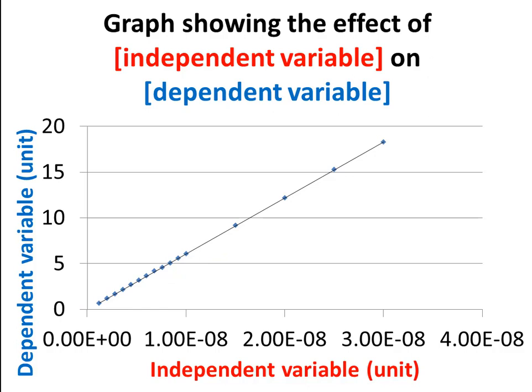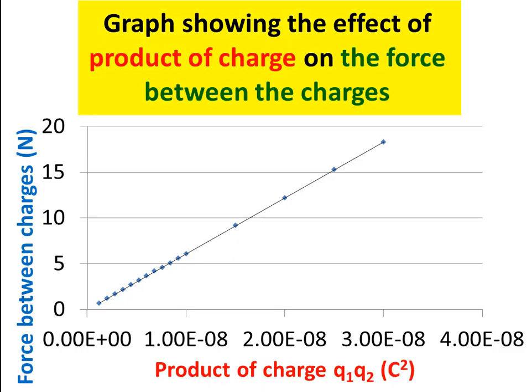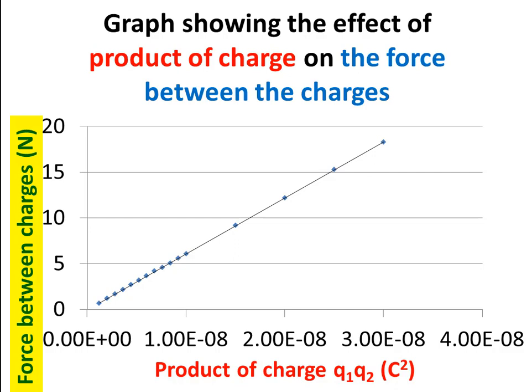By the way, you should actually plot the data yourself from the table. Make your own graph to check this, whether I've done this correctly, and to practice drawing graphs. But at the least, you need to give me the heading of the graph as well as the labels for the x and the y axes. Graph showing the effect of product of charge on the force between the charges. Product of charge, Q1 times Q2, measured in Coulomb squared, is our independent variable on the x-axis. Force between the charges, measured in newtons, is our dependent variable on the y-axis.